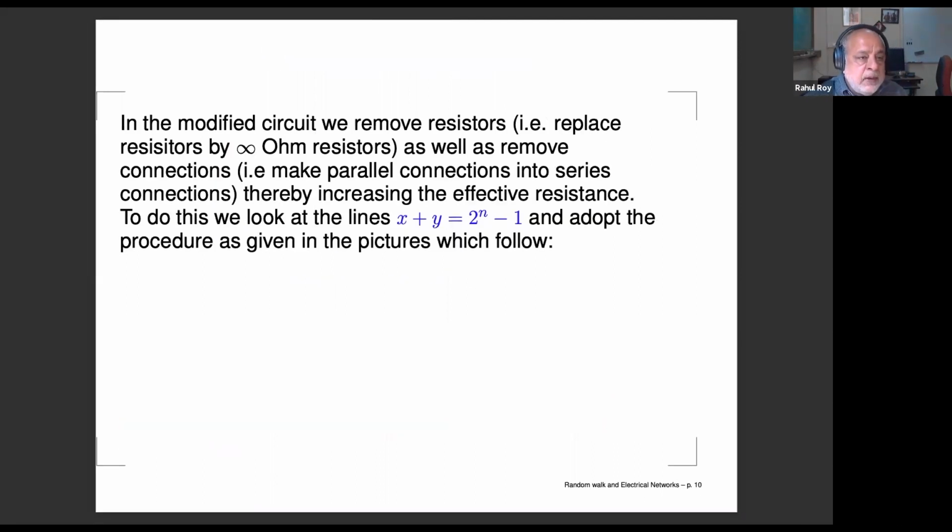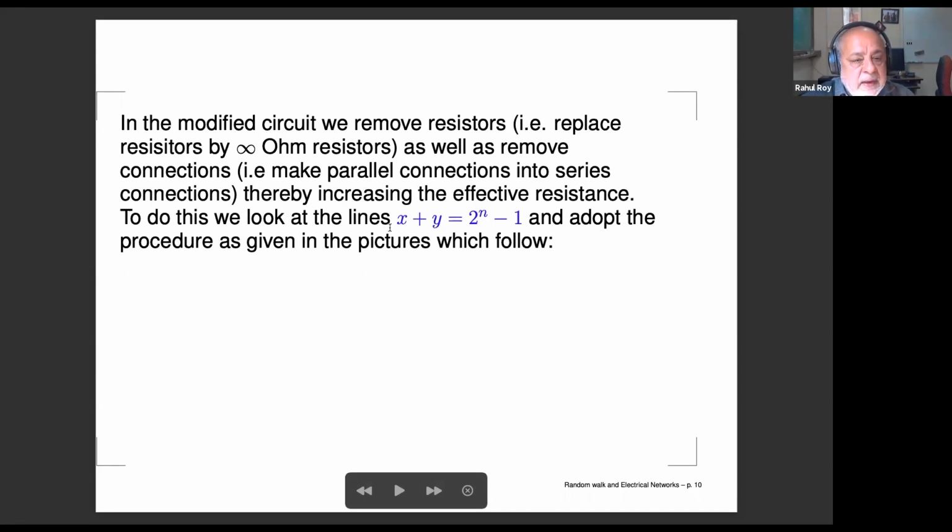Okay. In the modified circuit, we remove resistors. In other words, we replace them by infinite ohm resistors, because if we remove a resistor, there's no connection between these two vertices. And therefore, we make the effective resistance more than the original effective resistance. We also move connections. So, if there were two resistors connected here, we remove them so that this gets connected somewhere else and this gets connected somewhere else. So the connections get lost. In other words, we make parallel connections into series connections, thereby increasing the effective resistance.